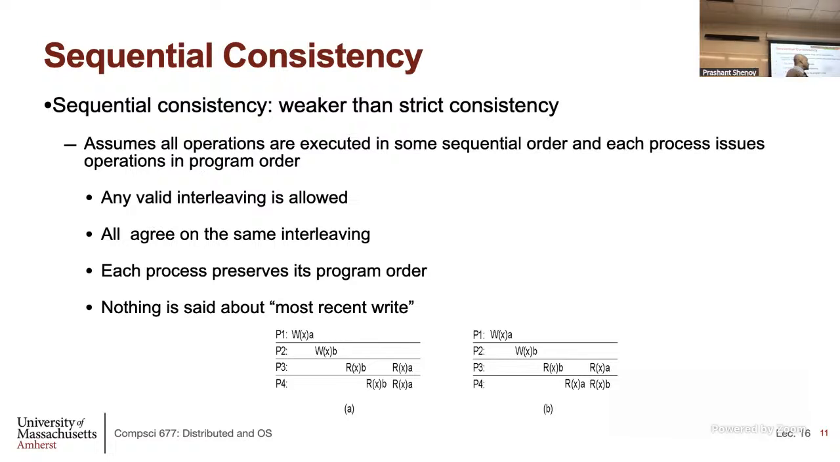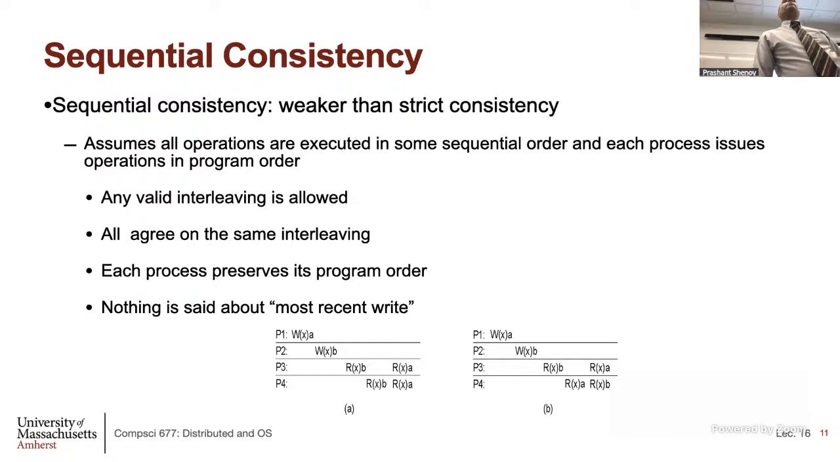What is not allowed is where two processes see the writes in two different orders. In this case, P3 sees B and then sees A, and P4 sees A and then sees B. That is disallowed. You want to agree on some order of these writes, and every process has to see them in the same order. Whatever you picked is okay so long as you all see them in the same order. So the second case here is not sequentially consistent because you're seeing things in a different order.